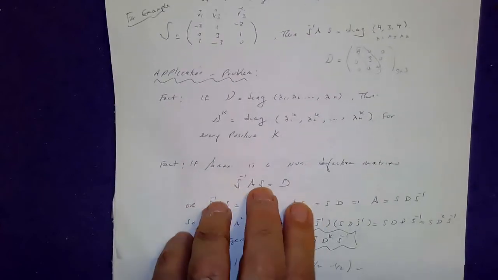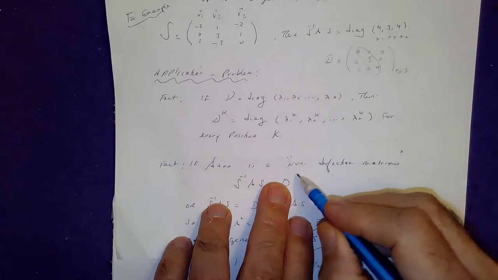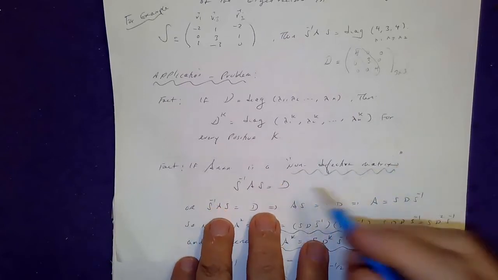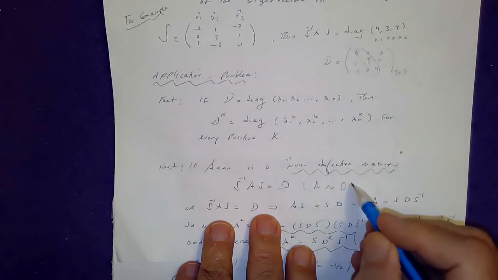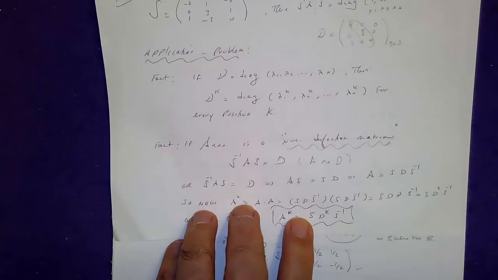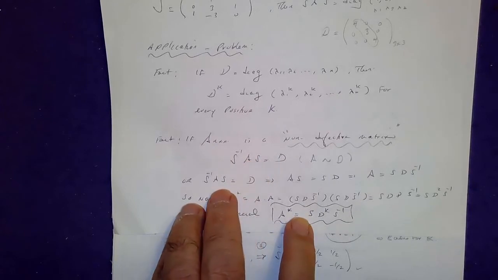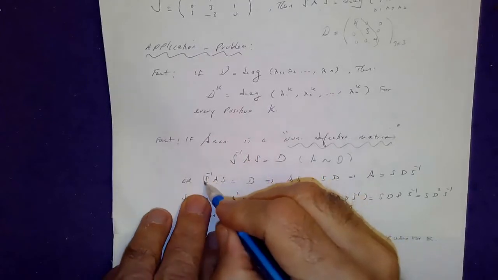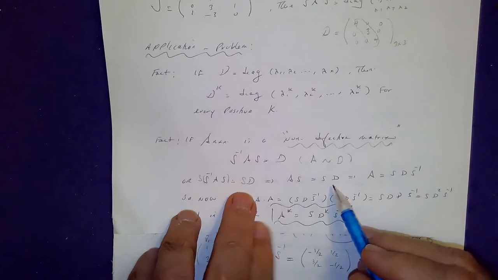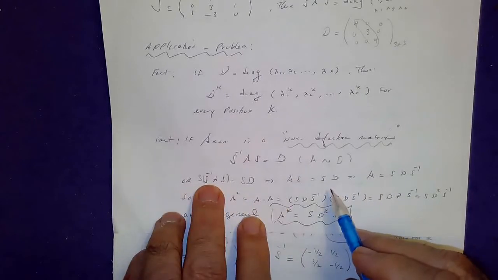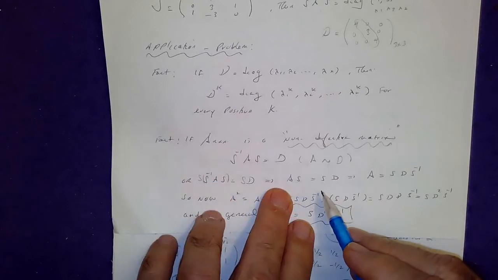So if you have a matrix which is non-defective, it is diagonalizable. That means it's similar to what? This is the same as saying A is similar to a diagonal matrix. If that's the case, then from this equation, if you multiply both sides by S, left multiplication, you get this, because S times S inverse is the identity matrix, times any matrix is the matrix itself.